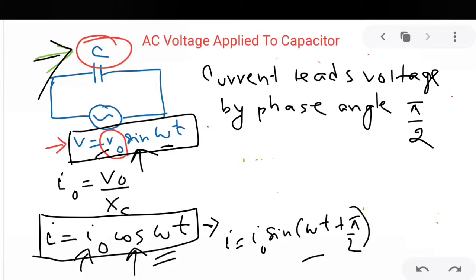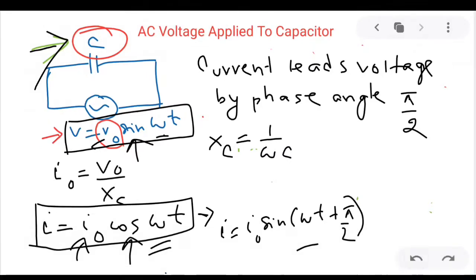And the other concept we have seen is that this Xc, called the capacitive reactance, is equal to 1 by omega c. This term Xc stands for the opposition offered by a capacitive circuit, or a circuit with a capacitor, to the flow of alternating current.